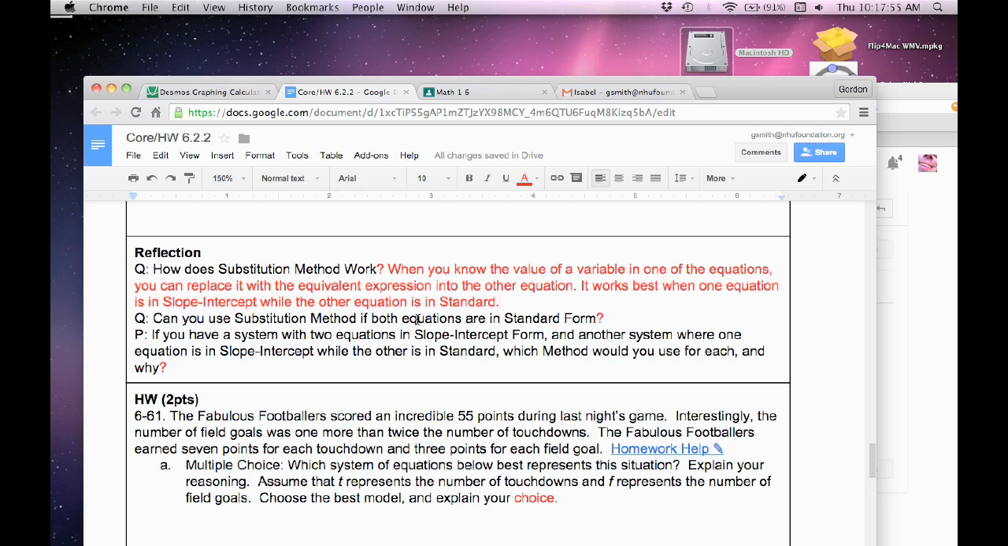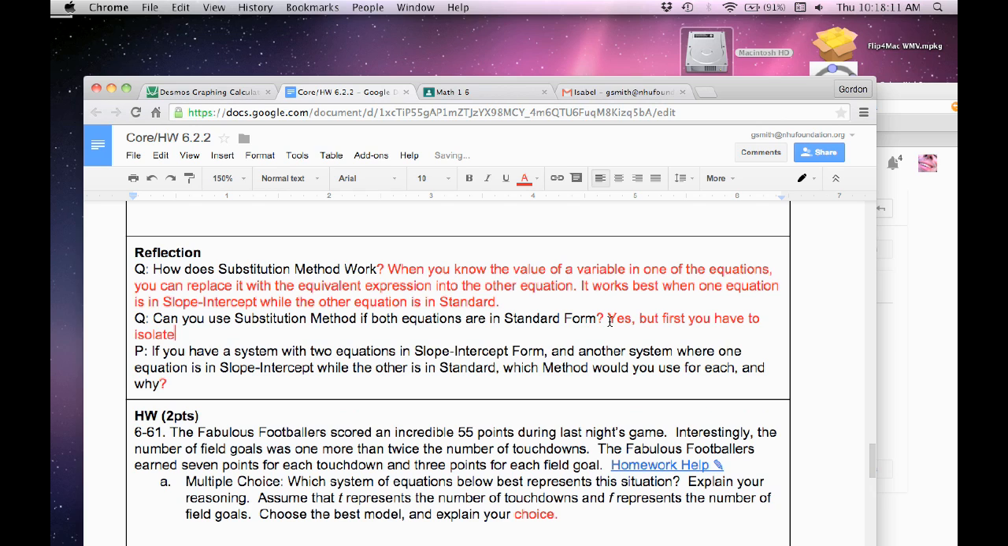Can you use substitution method if both equations are in standard form? You can, but first you have to get the variable alone in at least one of them. Yes, but first you have to isolate, which means to get it alone, isolate one variable in one of the equations. If you have a system with two equations in slope-intercept form and another system in which one equation is in slope-intercept while the other is in standard, which method would you use for each?